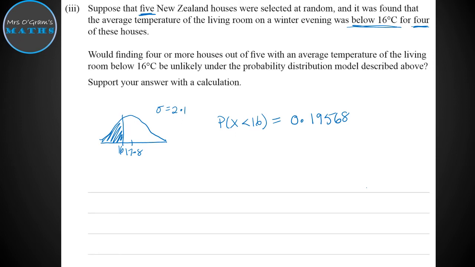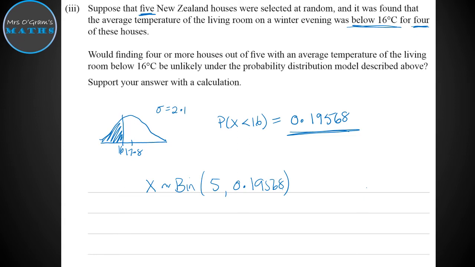So this variable now will follow a binomial distribution where we've got 5 that we're choosing from, and the chance of just one of them hitting this category of being less than 16 degrees will be 0.19568. That's the probability that we just worked out there for one house going below 16.